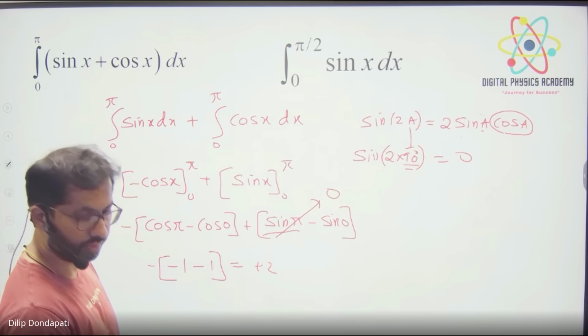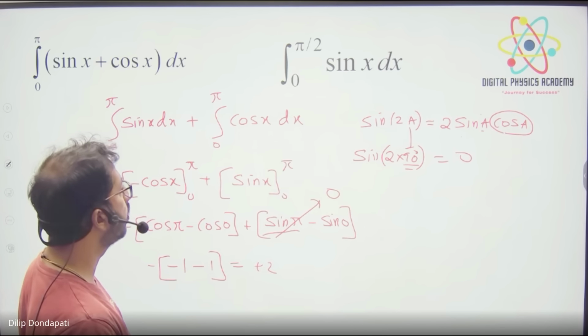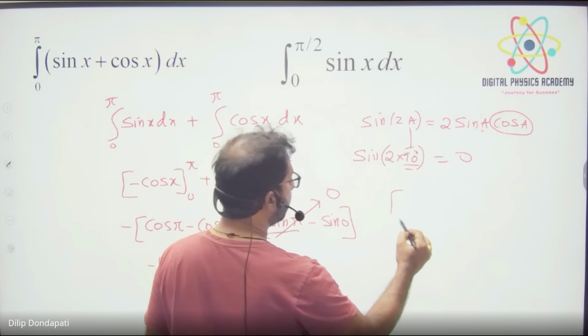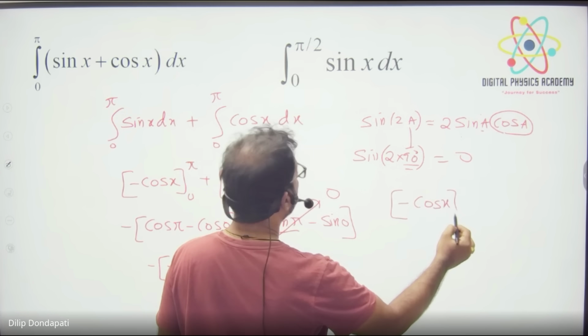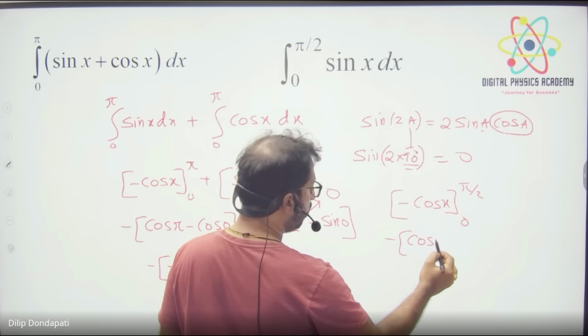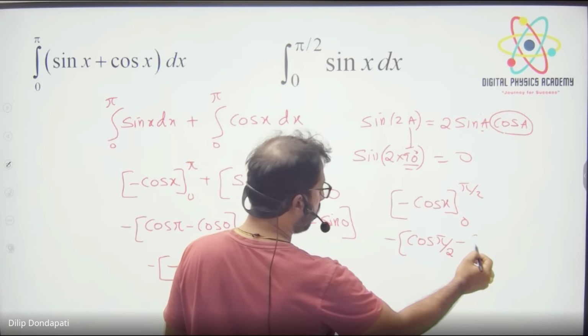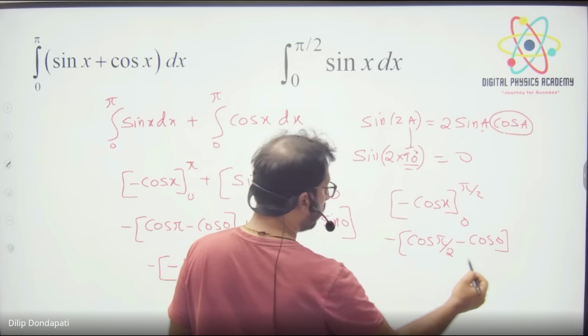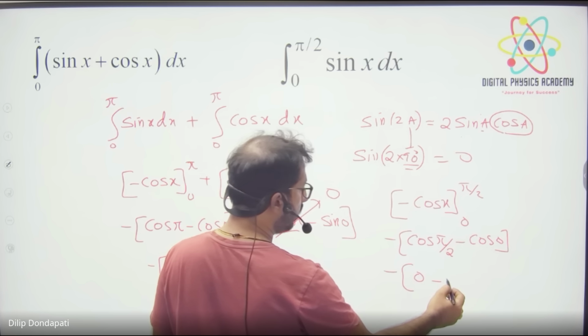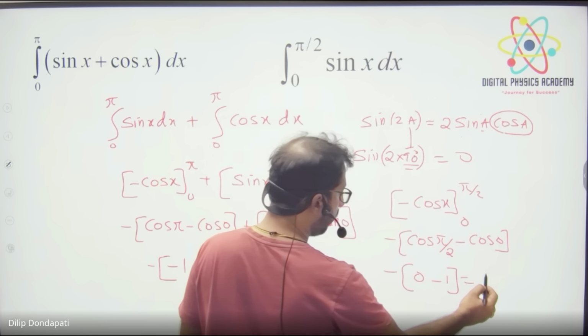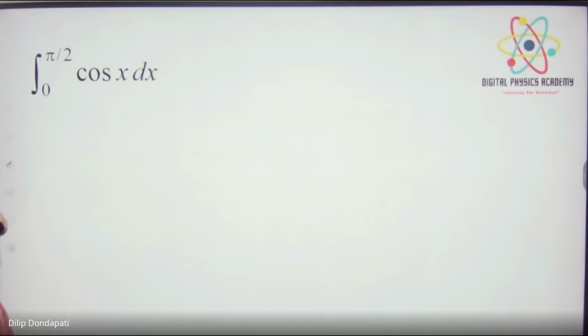Sir, 1. You need to remember this much: the integration of sin x is minus cos x. And then you put the minus outside, right? Cos pi by 2, pi by 2 is 90, right? Minus cos 0. So cos 90 is 0. Minus cos 0 is minus 1, so it is 1. Next. Understanding? This is also easy.